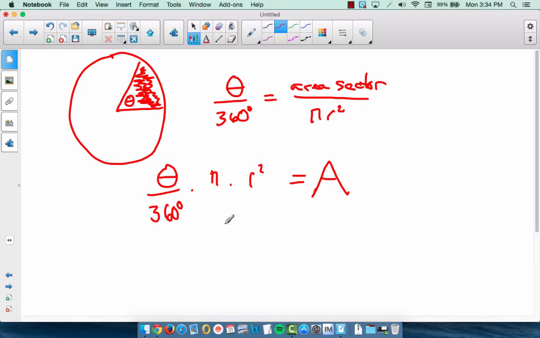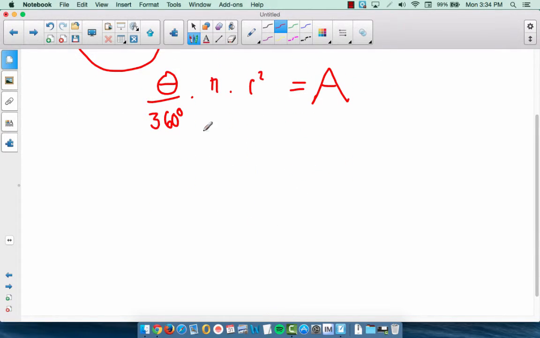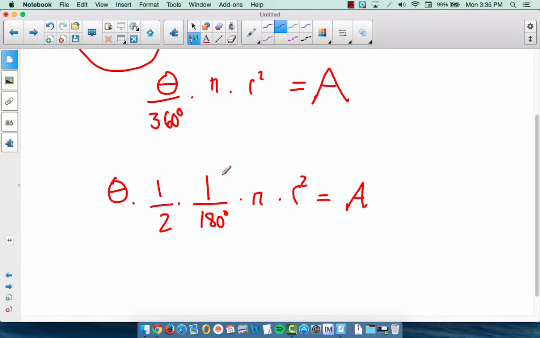r squared. And similar to what we just did, I'm going to rearrange the multiplication here so that I can change theta into radians. Not as easy to see, but what I'm going to do is take this theta over 360 and write it this way. Theta times 1/2 times 1 over 180 degrees times pi times r squared equals A. So all I'm doing is just expanding this out, rewriting it. You may not think that's simpler, but let me show you why.